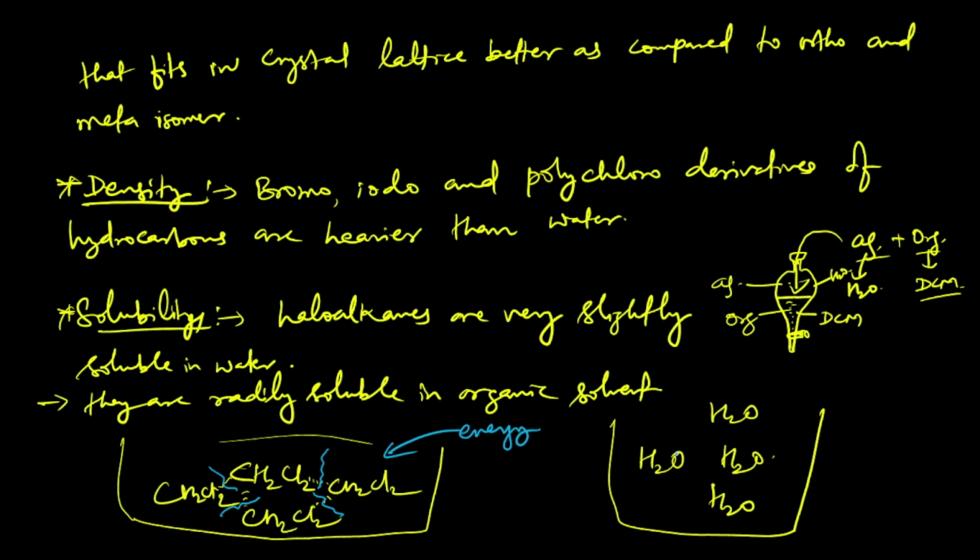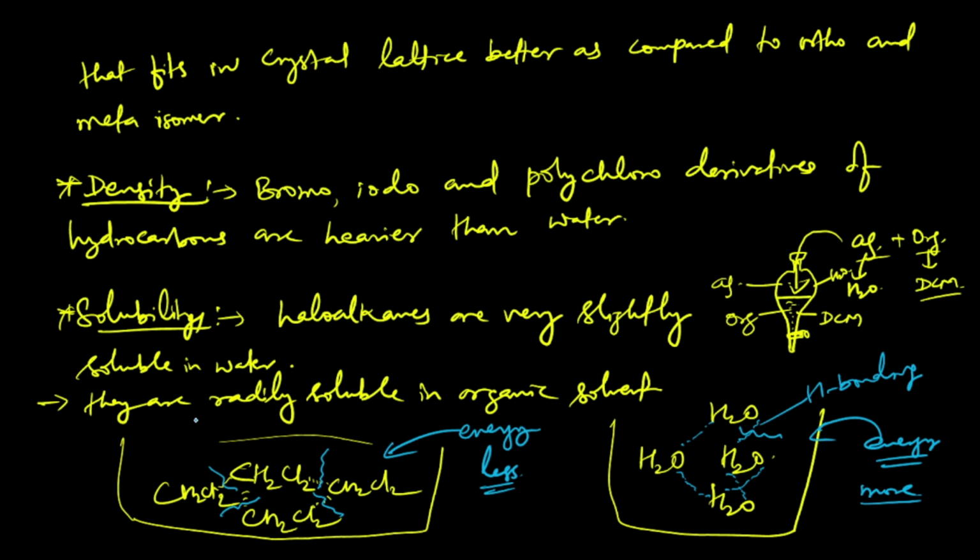Likewise, here also, with this oxygen, this hydrogen will have hydrogen bonding. With this hydrogen, this oxygen will have hydrogen bonding, and likewise for the others. So here the hydrogen bonding is there, and we have to break this also. You have to break this bond also, and that also requires energy. So here the energy required is more. To break the van der Waals interaction, less energy is required, but to break the hydrogen bonding, more energy is required.